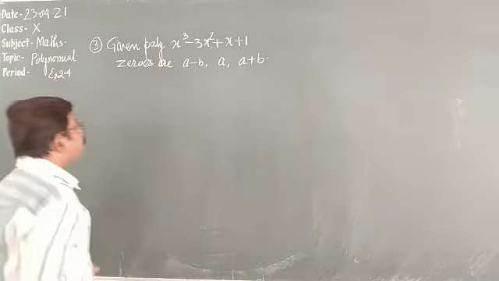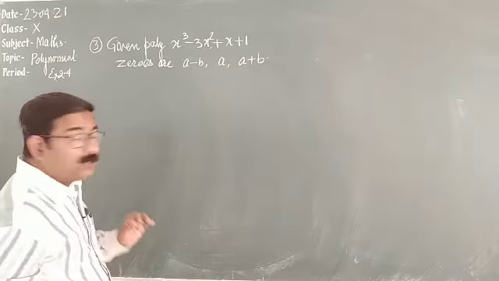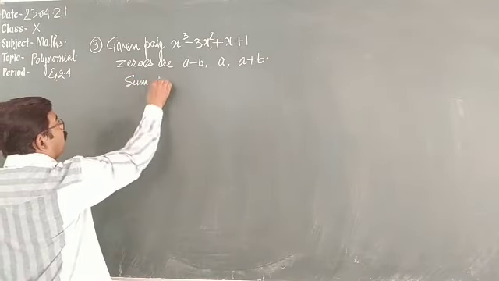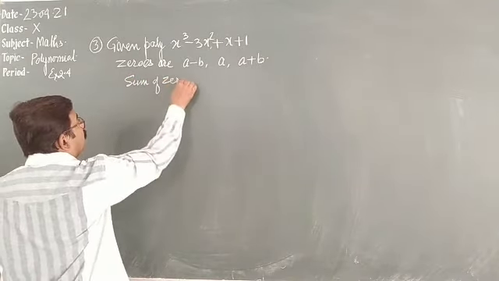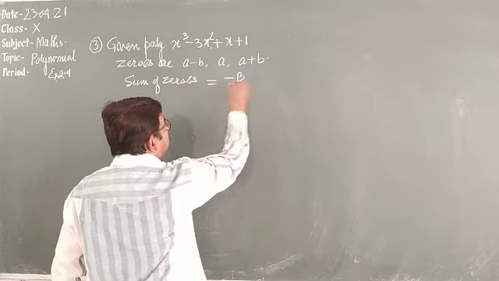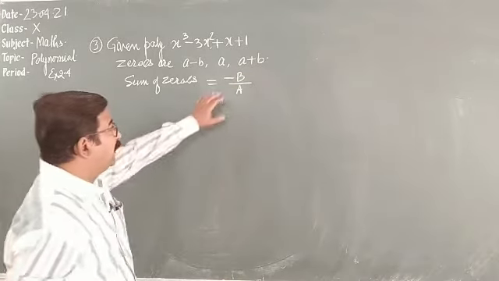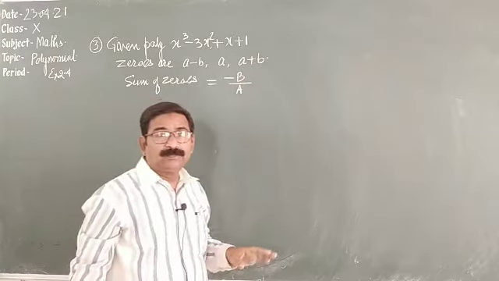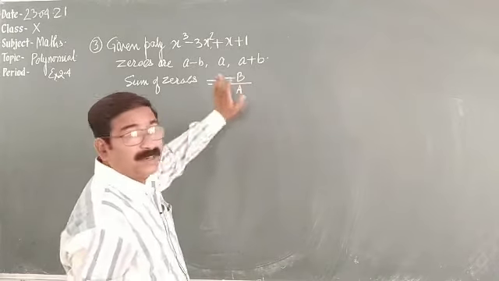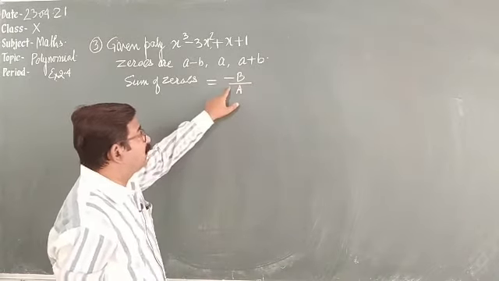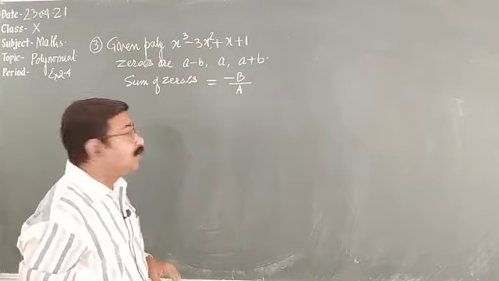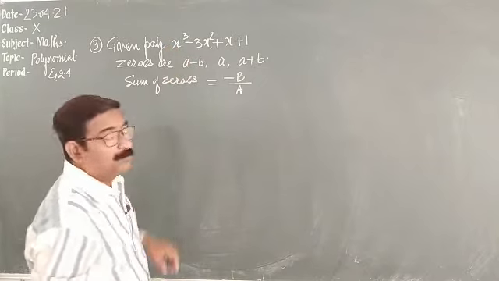Let's see what is the sum of zeros. I am writing, sum of zeros is minus B upon A. This time the coefficients I am writing in capital letters because the small letters are already given in the question. So I am writing them as capital letters. Sum of zeros is minus B upon A. What is minus B? Minus B is the coefficient of x square and A is the coefficient of x cube.